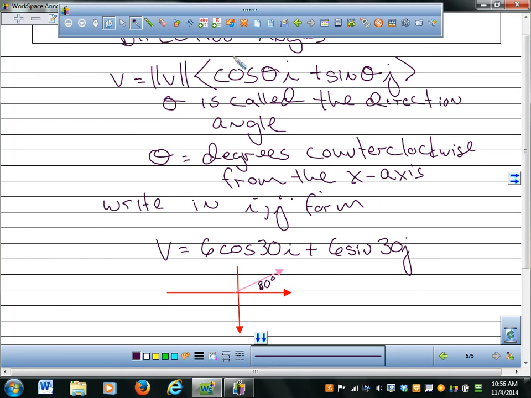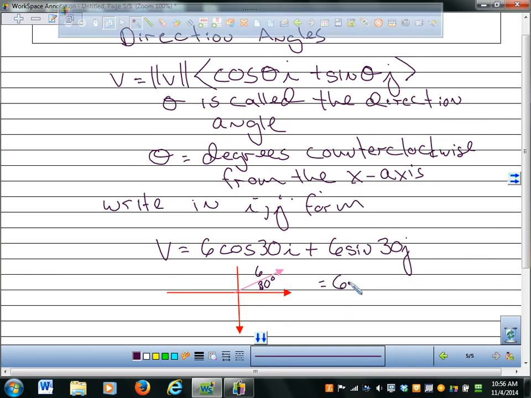So to write that in component form, I just multiply 6 cosine 30. Do you remember what cosine 30 is? It's root of 3 over 2, okay? So it's 6 root of 3 over 2 in the i direction plus 6, what's the sine of 30? 1/2, right? In the j direction, which is equal to 3 root of 3 i plus what?